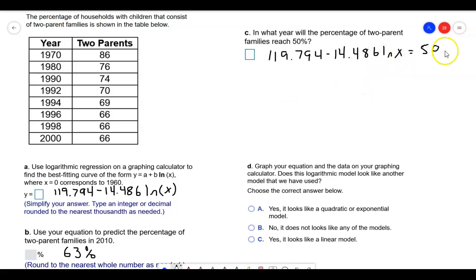Now we need to solve for X. So first we need to isolate X. So I'm going to subtract that 119.794 from both sides. So negative 14.486 times the natural log of X is equal to, and this is going to be 50 minus the 119.794, which is negative 69.794.